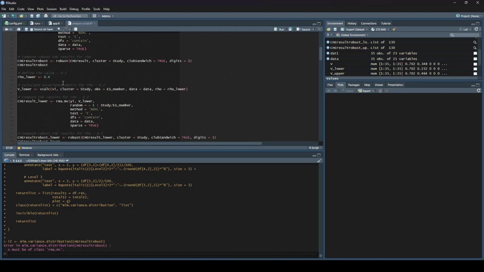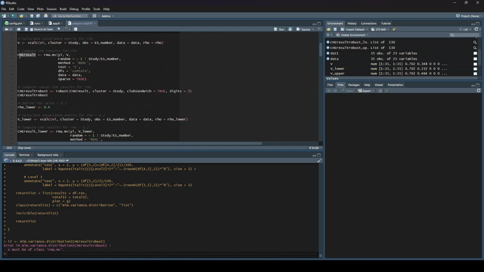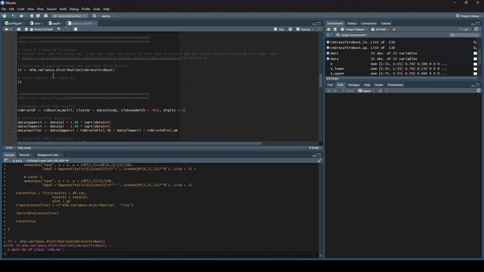So really what we need to use here is this CHE result. And so when we're looking at I squared, this is not going to be telling us the result that has the robust variance estimation. But as we saw earlier, robust variance estimation with this particular data set doesn't really make a terribly large difference, right? The overall results were pretty much the same as when we just used the correlated and hierarchical effects.